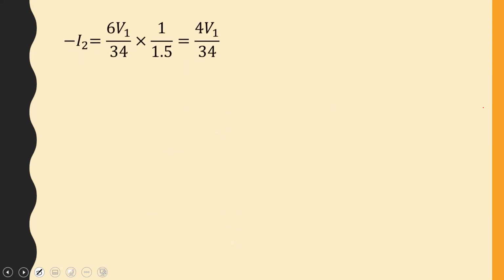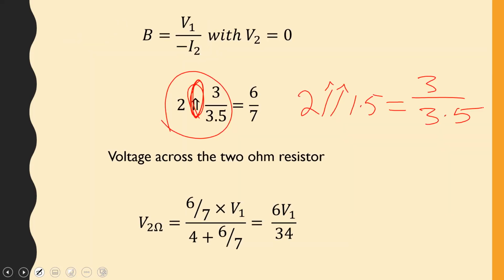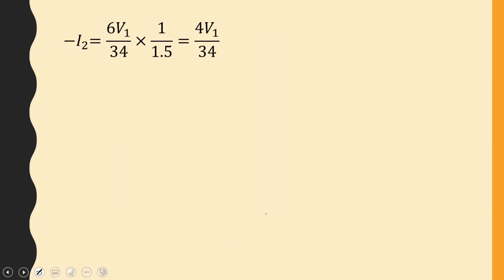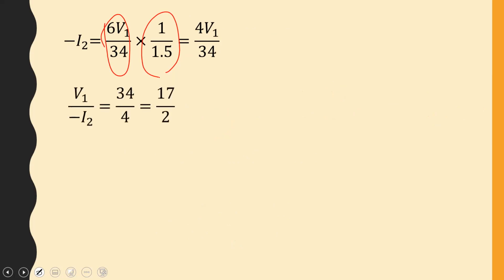So minus I2 will be the voltage across the 2 ohm, which is also across the 1.5. So it is this divided by 1.5. So it's the voltage across the 2 ohm divided by 1.5, which gives us 4 over 34. So B would be 17 over 2.